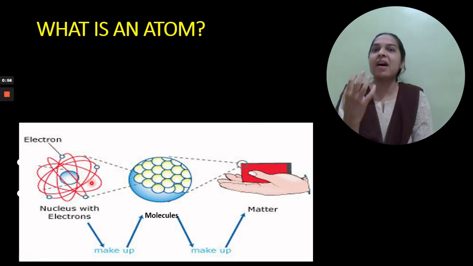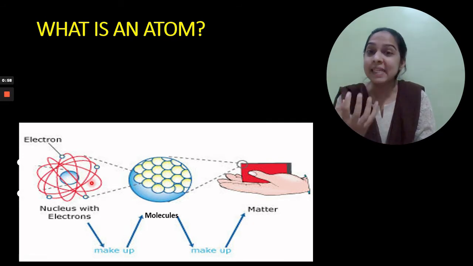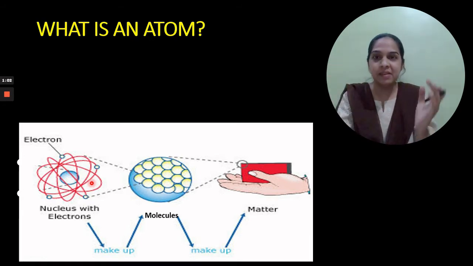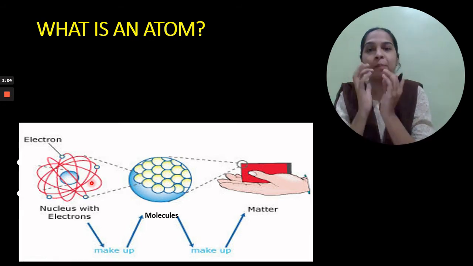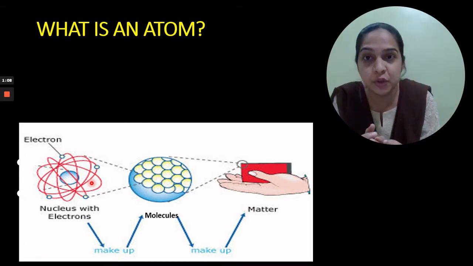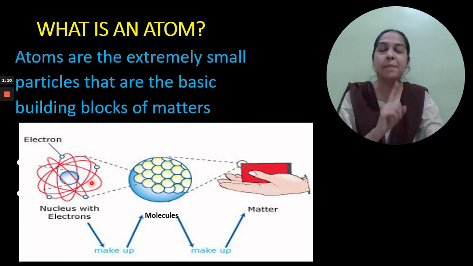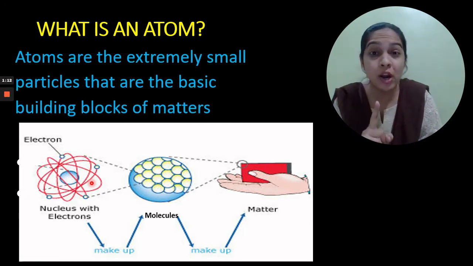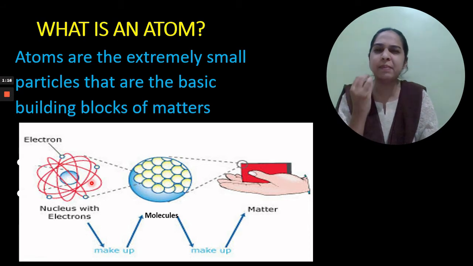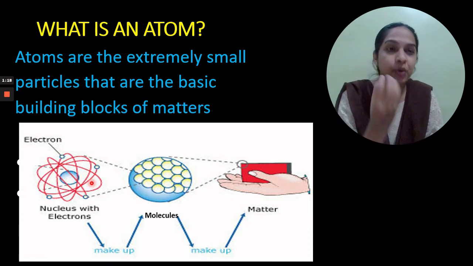So atoms are nothing but the basic building blocks of matter. These atoms come together, they form molecules, then these molecules come together and give you matter. Just make sure you cannot see these atoms with your naked eyes. These are extremely small units.